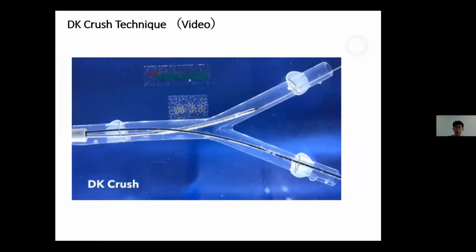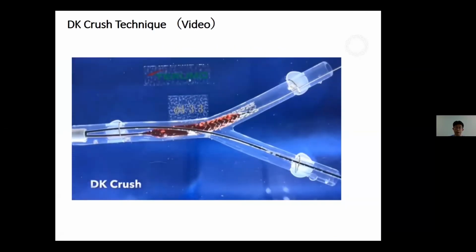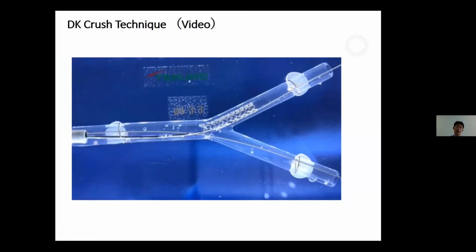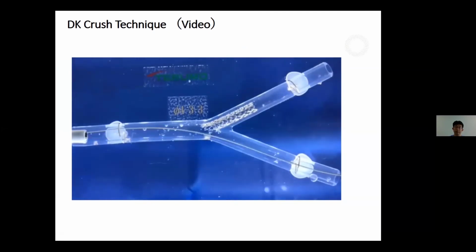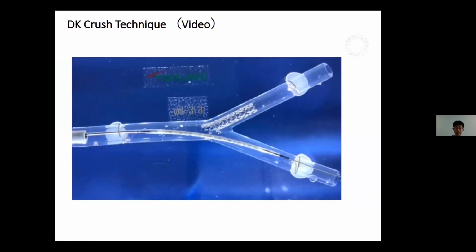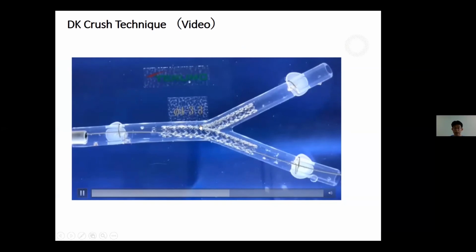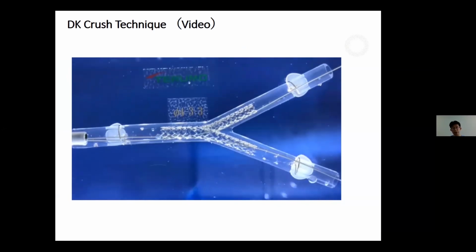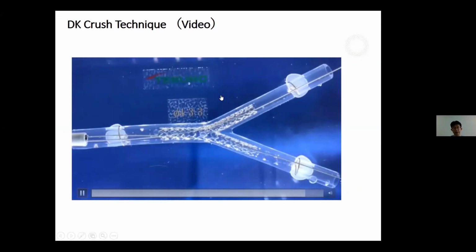This is a DK crush technique from the IVAS Titanium company. First, side branch stenting, and then balloon dilatation at the main branch here, and then wire recross at the proximal or mid portion, and then the kissing balloon technique, and then deliver the stent for the main branch here. Yeah, this is a DK crush technique.